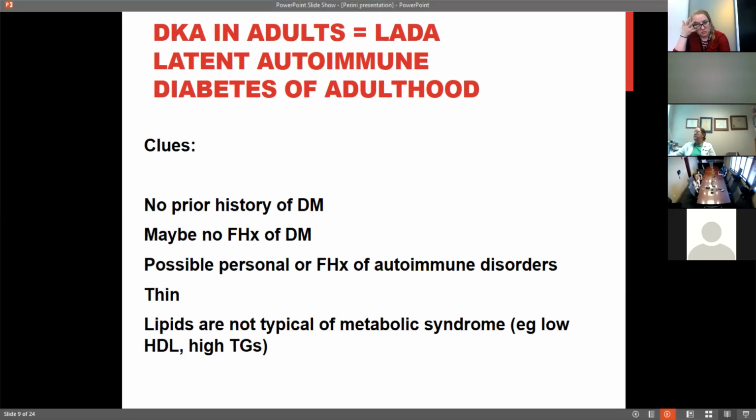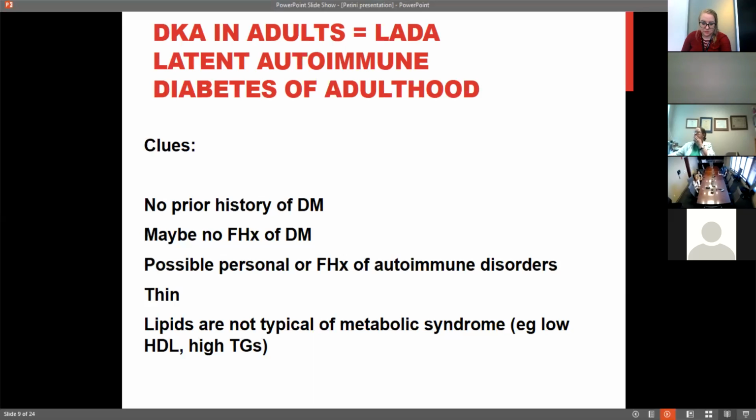Or there are some ketosis-prone type 2 diabetes situations that typically happen in African Americans historically, but this person wasn't African American, he was Caucasian. So suspect this LADA, that it's autoimmune destruction of the beta cells just as an adult instead of as a kid, if they have no history of diabetes, maybe no family history of diabetes. Perhaps they have a personal or a family history of other autoimmune things, because remember, type 1 is an autoimmune process.